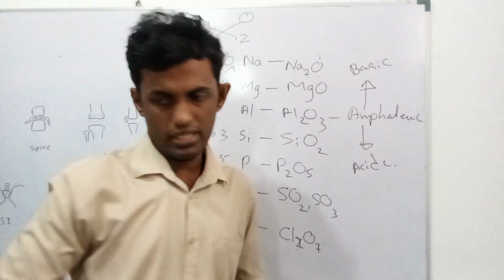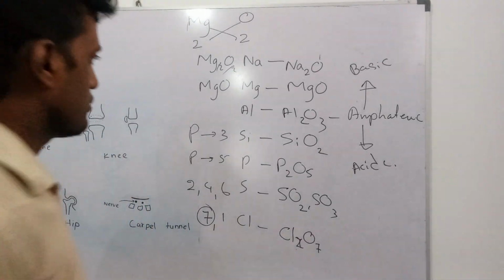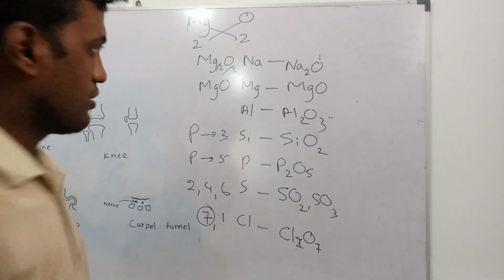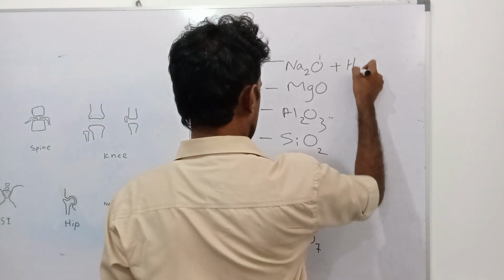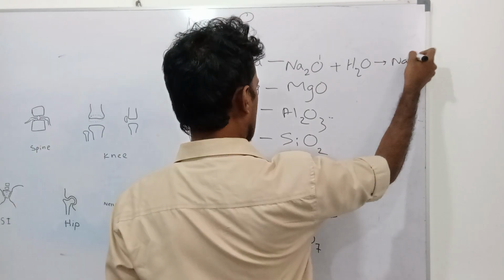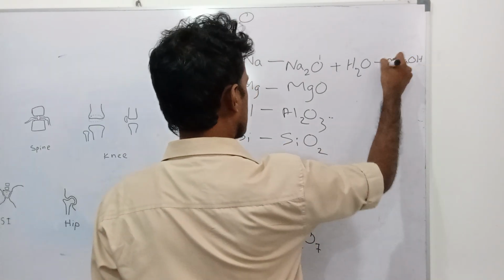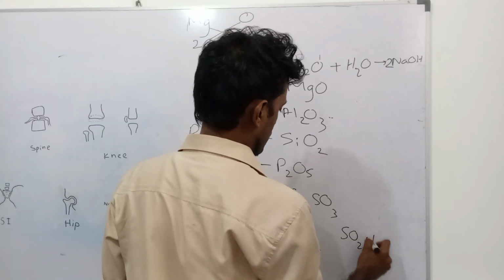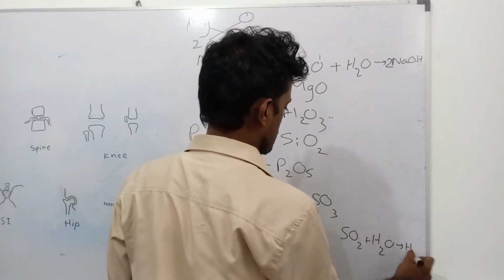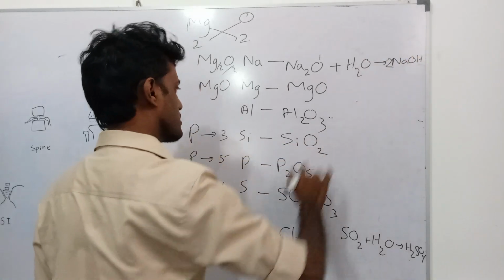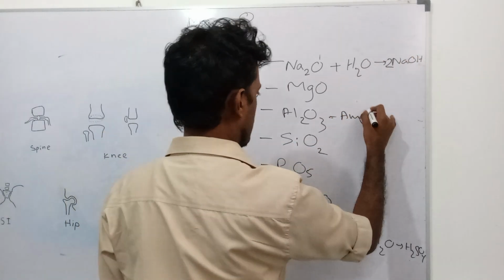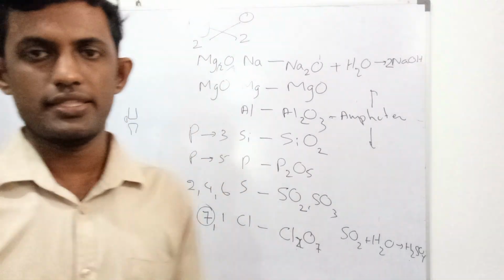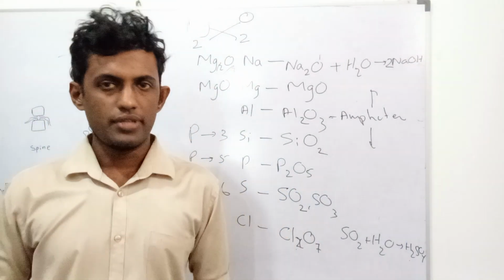mix with water. I will highlight that too. This is how acids and bases form. Na2O with H2O forms NaOH. Right? You can balance it. And here SO3 mixed with water forms H2SO4. Right? This is acid, this is base. So those are the summary of today's session.